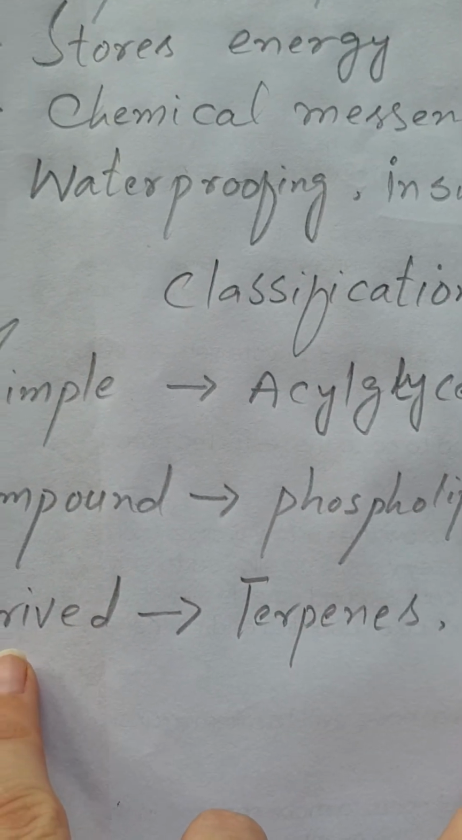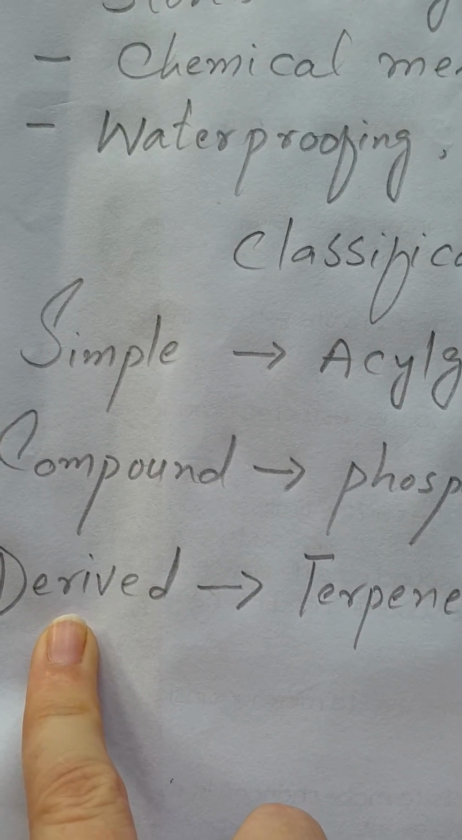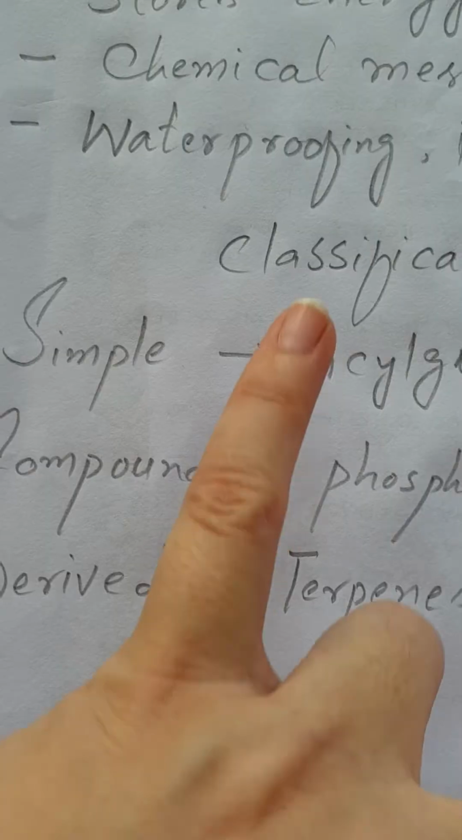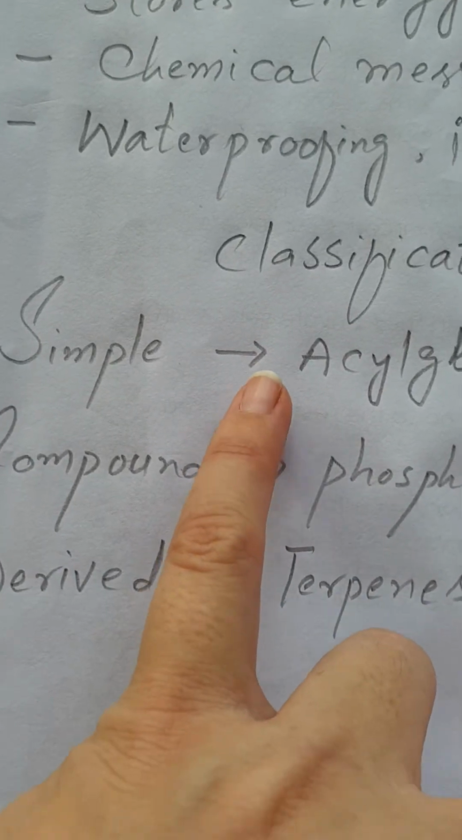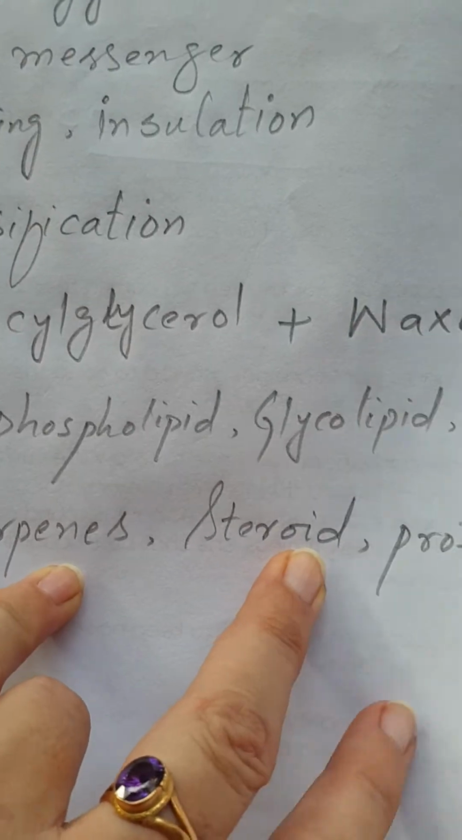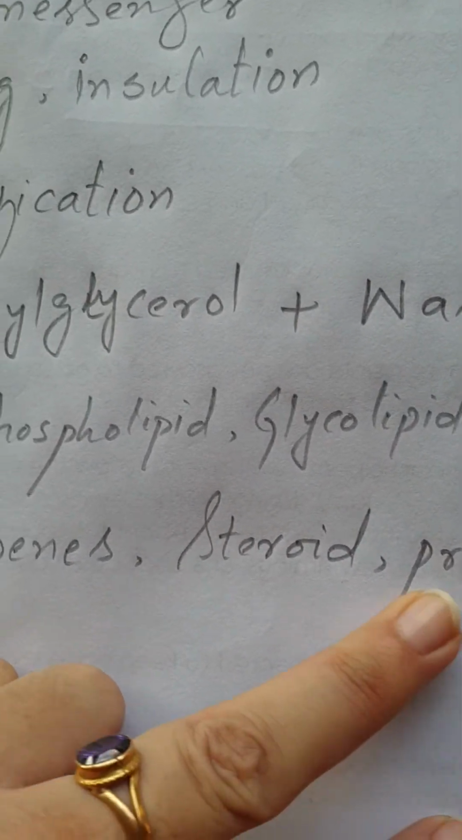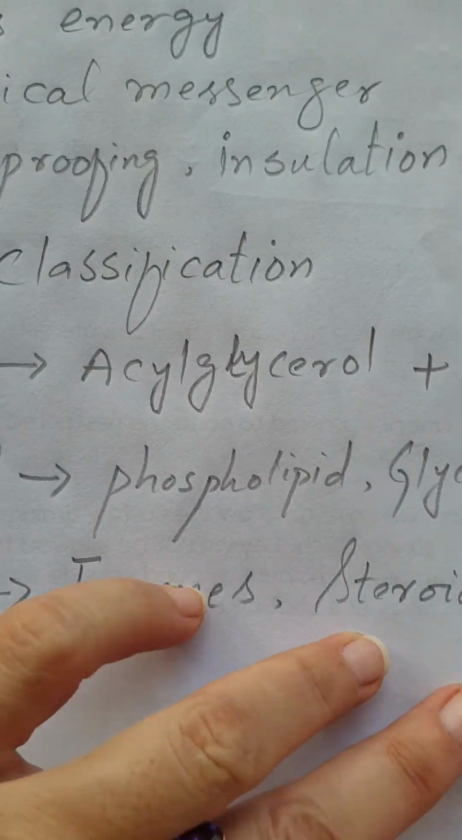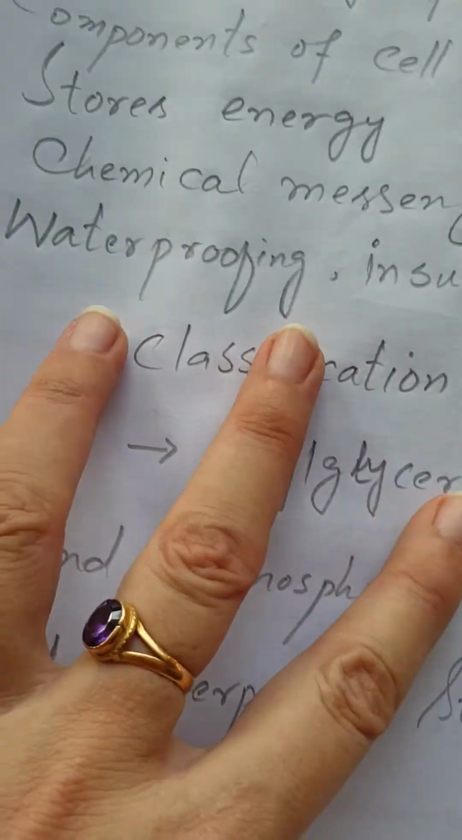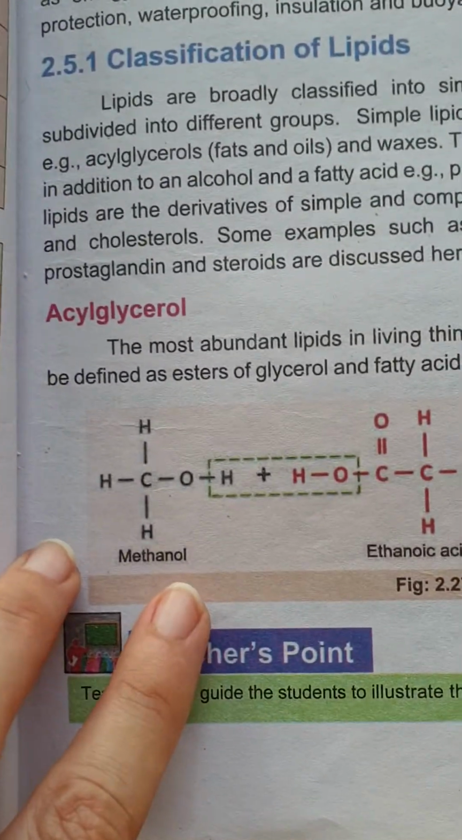While the derived lipids are those lipids that are derivatives of the simple and the compound. Simple and compound lipids combine, and they form things like terpenes, steroids, prostaglandins, and many other derived lipids present in nature. First of all, we will discuss the simple lipids, that is, acylglycerol.